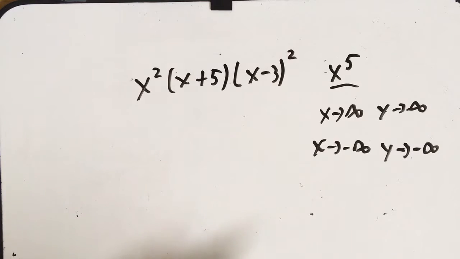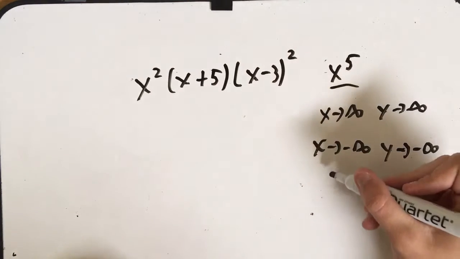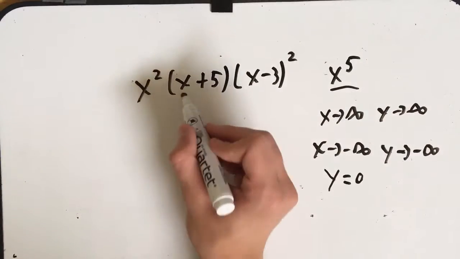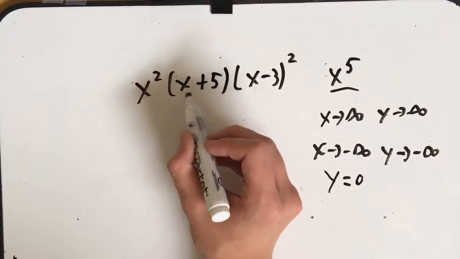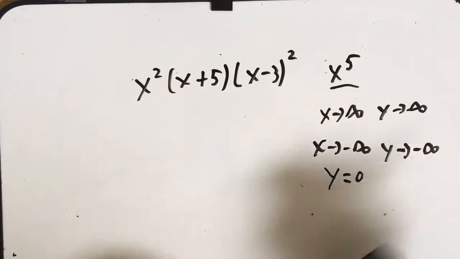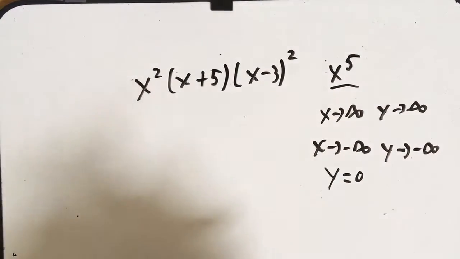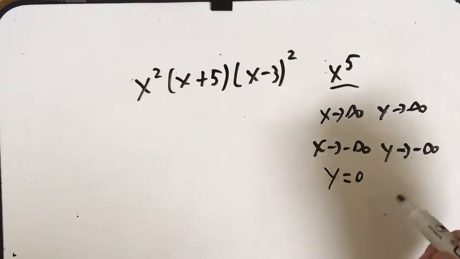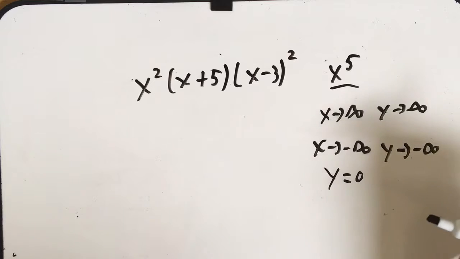Let's figure out the y-intercept. So y is the same as last time. y is equal to 0, since if x is 0, it's going to automatically turn each term into a 0. That's a little shortcut if you need to know: if something times something and one of them is an x, automatically your y is going to be 0.